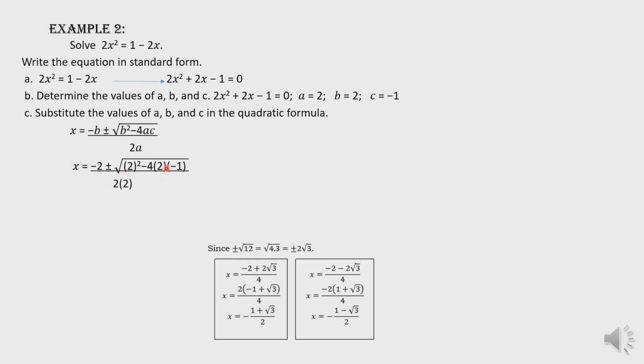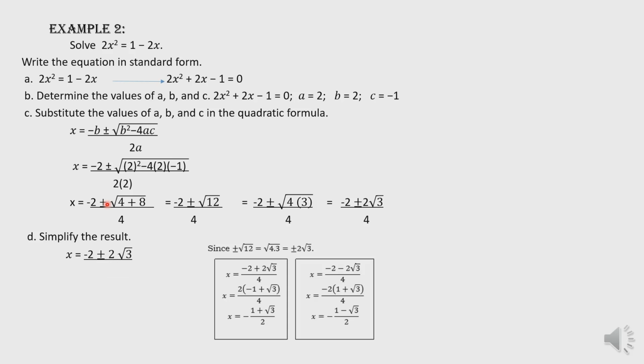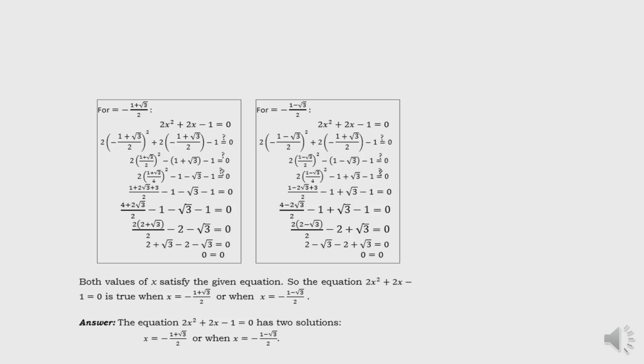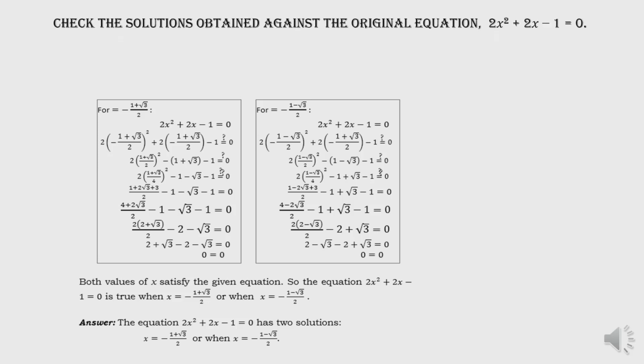Then substitute the values of a, b, and c into the formula. As you simplify it to the simplest form, you get the value of x, which is negative 1 plus square root of 3 over 2. And then the other one, x sub 2, is equal to negative 1 minus square root of 3 over 2. It is in the box, so it is easy for you to understand. Now check the solution obtained against the original equation.